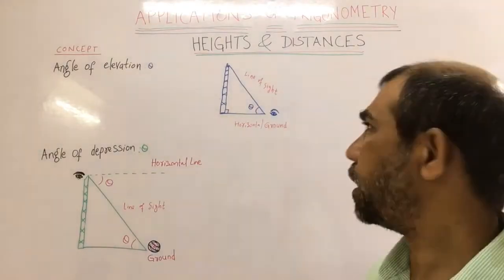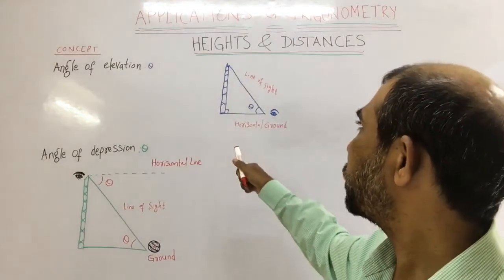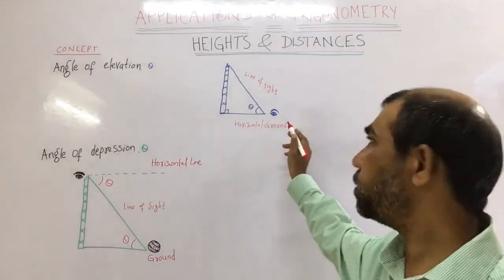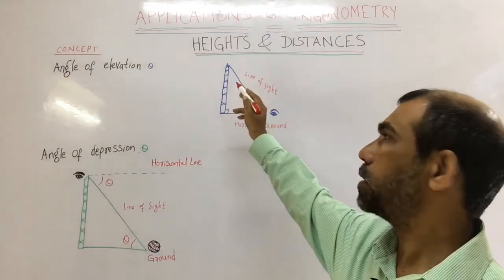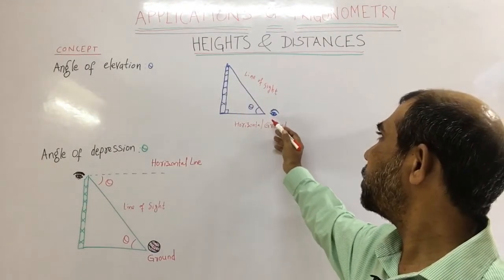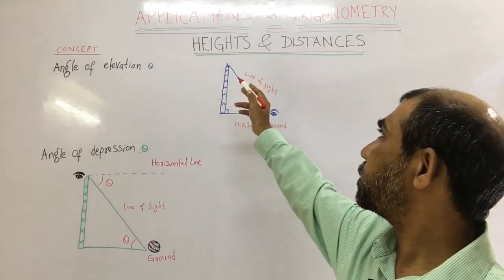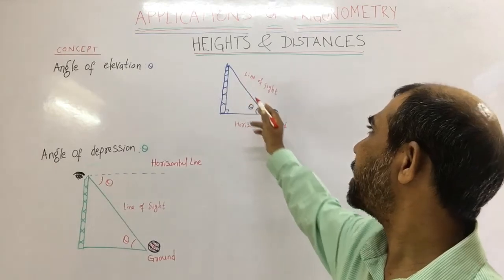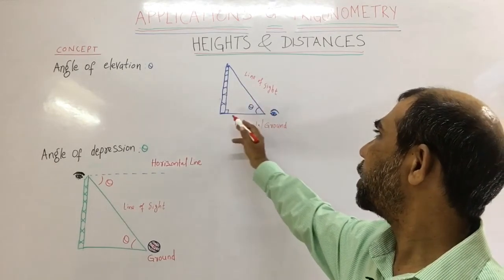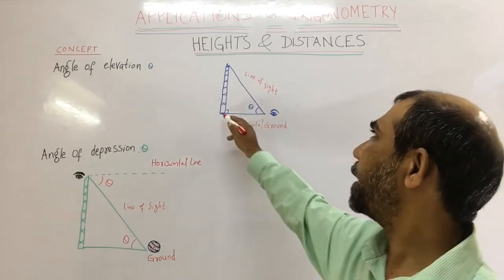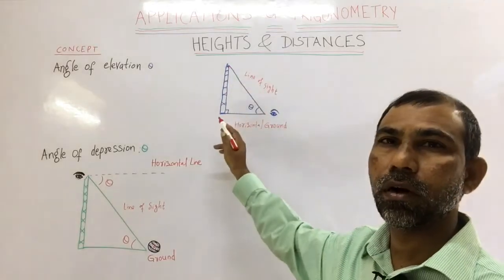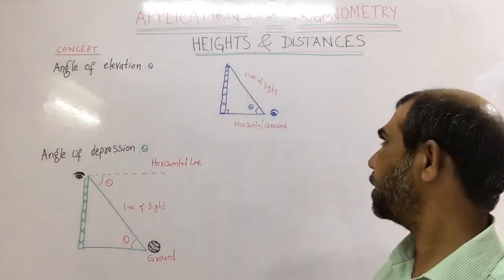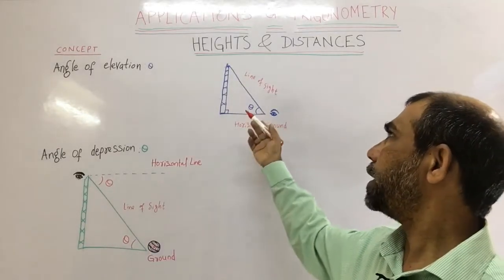Suppose here we have a tower and we are on the ground, observing from the ground to the top of the tower. When you observe from the ground to the tip or the top of the tower, we have the line of sight, and the horizontal, that is the ground, and the vertical tower, all will be forming a right triangle. From this right triangle we can find any side.